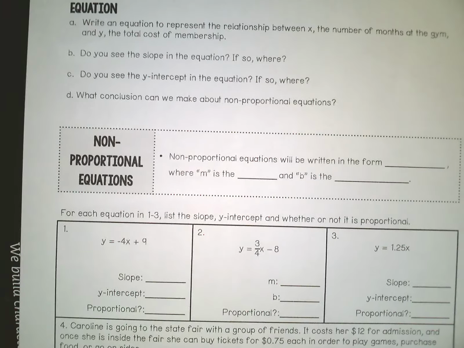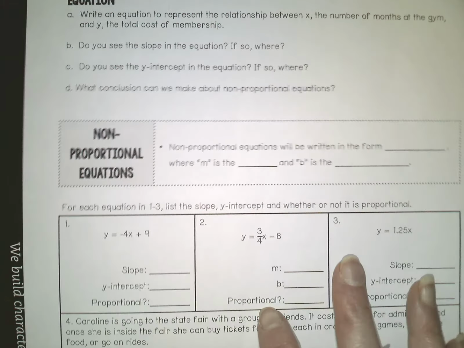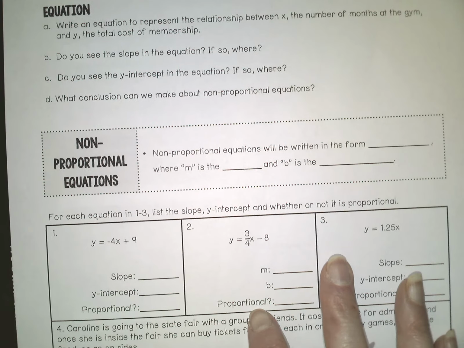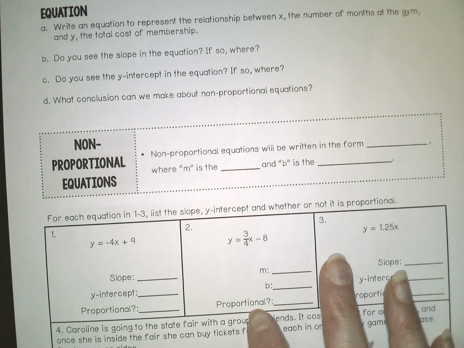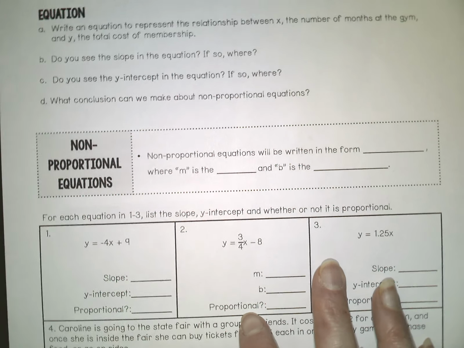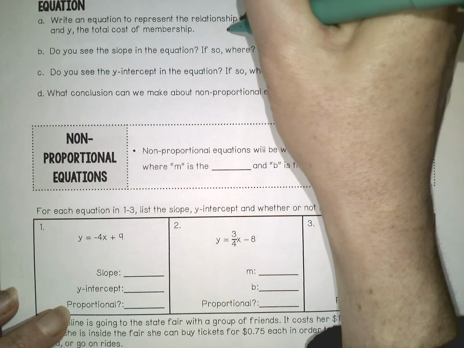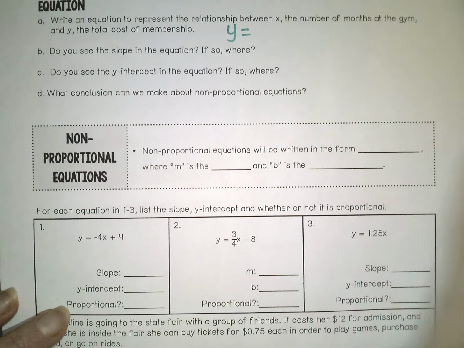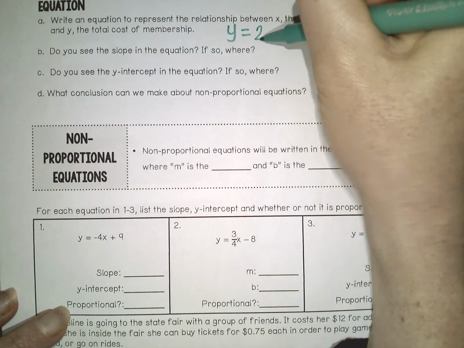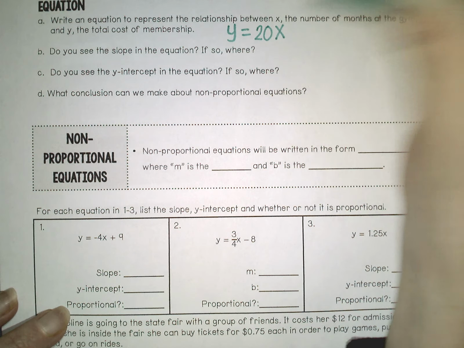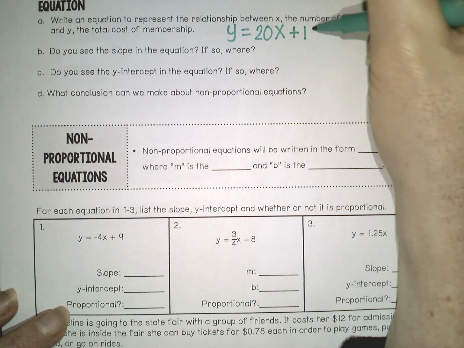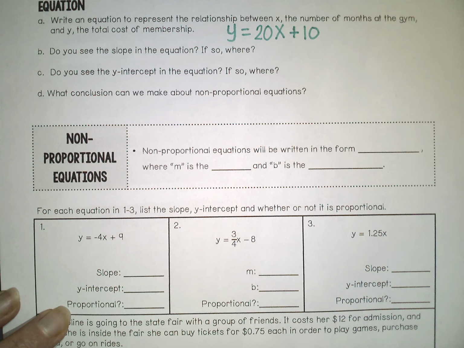Okay, so let's take a look at our last piece here. So my equation. Write an equation to represent the relationship between X, the number of months at the gym, and Y, the total cost of the membership. So we always start with Y equals, what does it cost per month? It costs $20 per month plus a $10 sign-up fee.